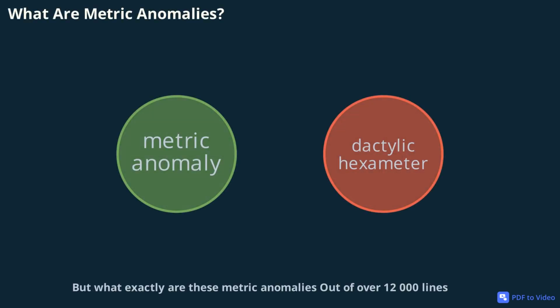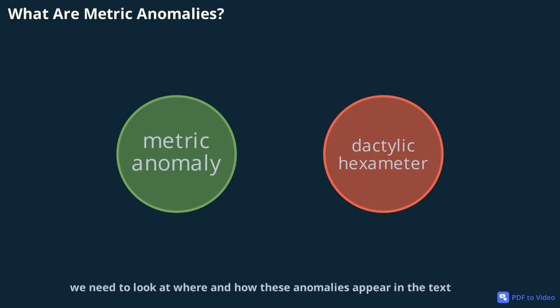What exactly are these metric anomalies? Out of over 12,000 lines, 49 deviate from the expected 6-foot dactylic pattern. Some lines are longer with 7 feet, while others are shorter with only 5. Archival evidence shows Zhukovsky noticed and tried to correct many such lines, but these 49 remained. Are they accidental or do they serve a purpose?